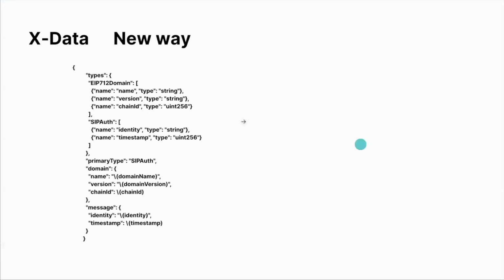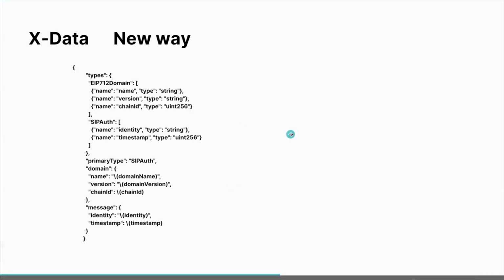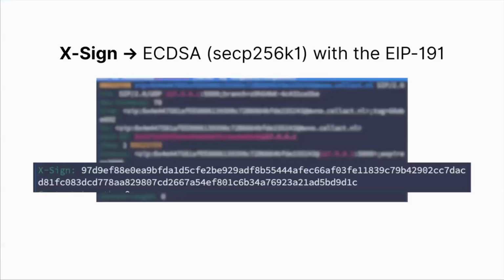So in this specific way, we took the name, version, chain ID, identity and timestamp, and then gave it the actual parameters that we're using in order to authenticate a request letter. The XSign is an ECDSA with an EIP 191. We hear this ECDSA, SECP, EIP 191. What does it mean? What is it doing? What does it mean to sign something?